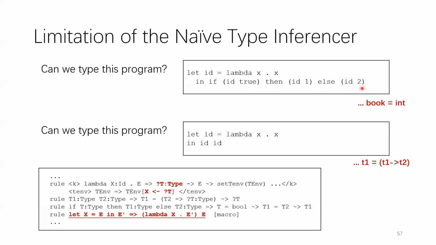If we follow this naive type inferencer, from this we'll know that this ID is a function from some type alpha to alpha. Then when we see this, we'll generate a new equality saying that alpha equals bool. And when we see this, we'll generate another equality saying that alpha equals int. So we'll have an inconsistency, right? Because bool equals int is not solvable. So this program is not well typed in this naive type inferencer, and the reason is that we have this inconsistency here.